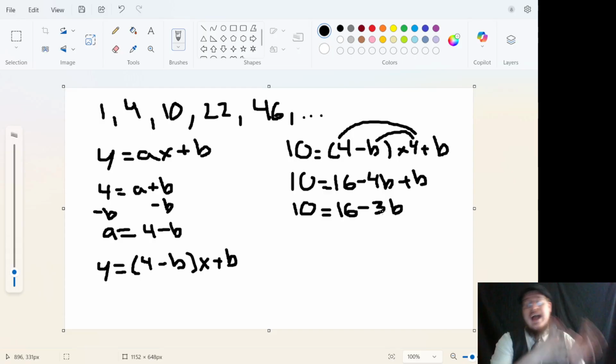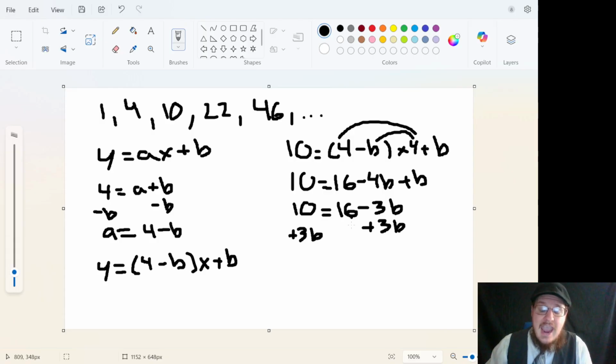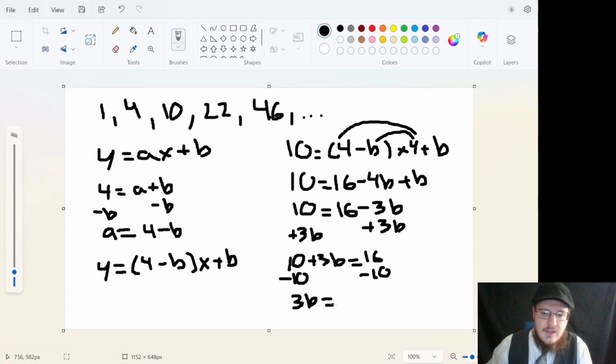We figured out what to do in the last one. We can then just recreate this. Now, I want to get rid of this negative here. Okay? I want to get rid of this negative. So I'm going to add 3b to both sides. And I'm going to then get 10 plus 3b equal to 16. I'm going to subtract 10 then from both sides. And we get 3b equal to 6.